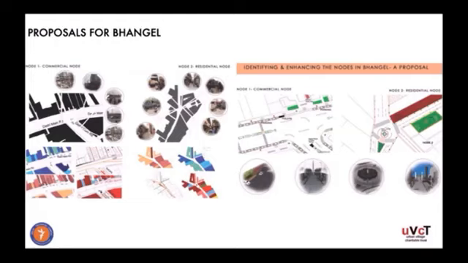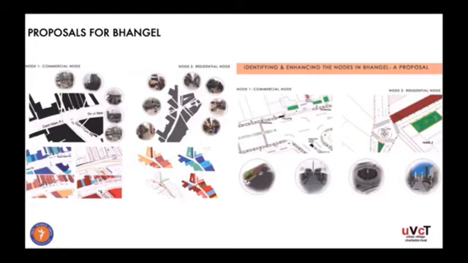Third, landmark, the node is identified with the landmark, for example Fountain Chowk in Chandni Chowk. Fourth, character, it provides a strong character, for example Pari Chowk. Fifth, non-built, it lacks the character and includes the intersections, for example Atta Market Junction.